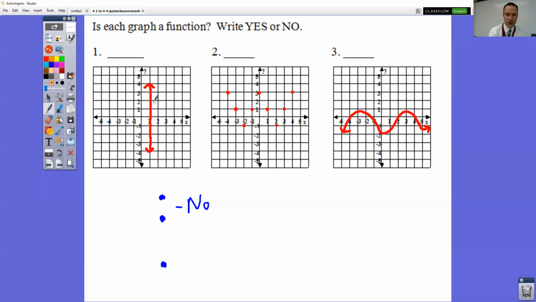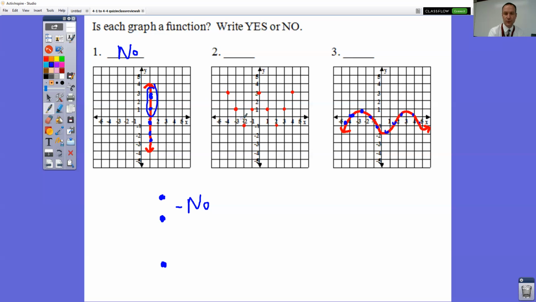When you have a picture of a solid line, remember there are dots all along the solid line. Even in question number 3, when it's a squiggly line, there are really dots all along that squiggly line. So when we take a look at question number 1, are there dots right directly above each other? Yes, there are. That makes number 1 a no because there's two dots right directly above each other.